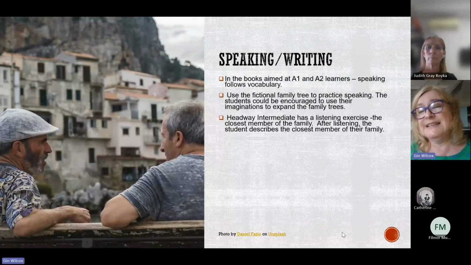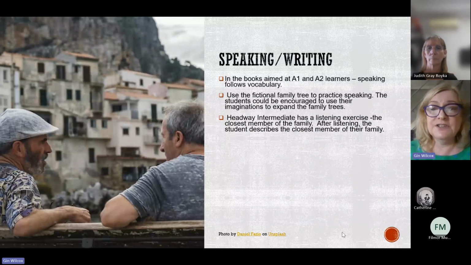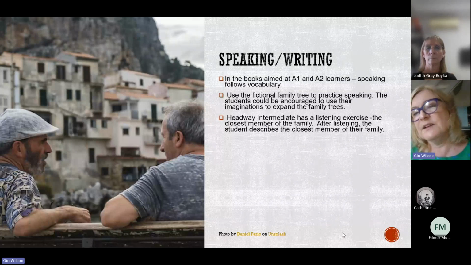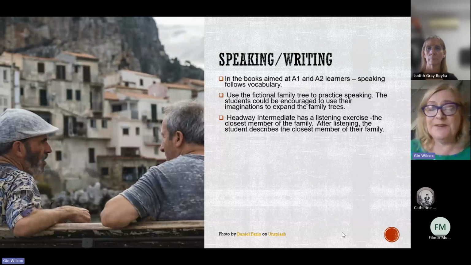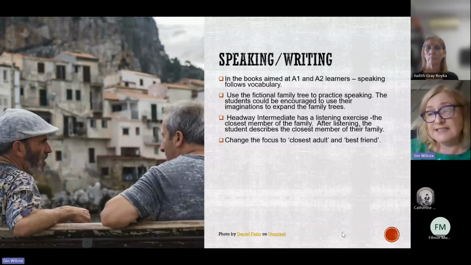Headway Intermediate has a listening exercise about the closest member of a family. And after the listening, the student is asked to describe the closest member of their family. So here, instead of it being a family member, maybe it can be the closest adult or a best friend, because it's just asking the students to use descriptive words.